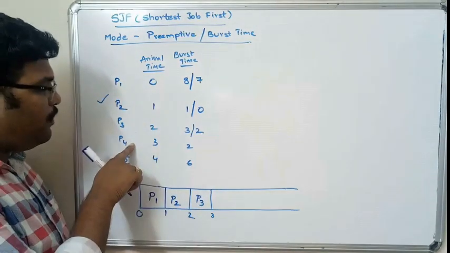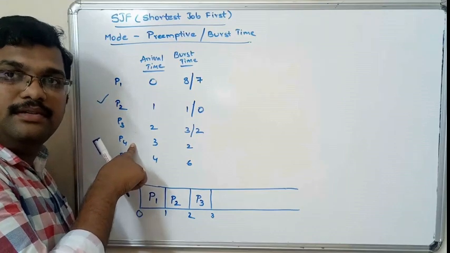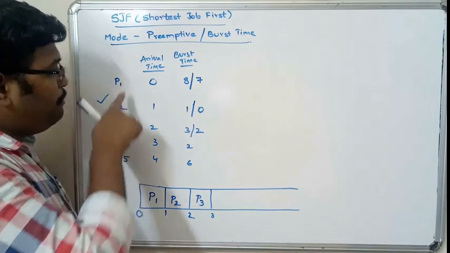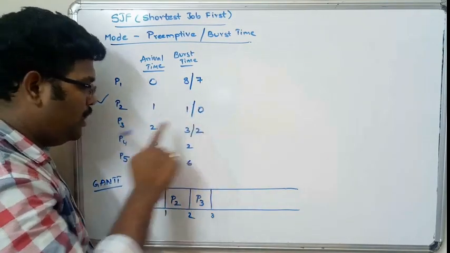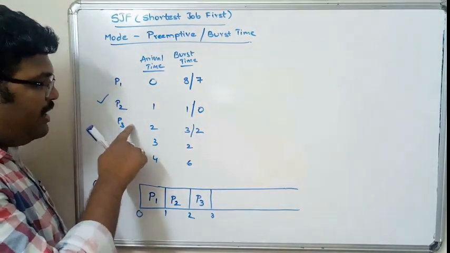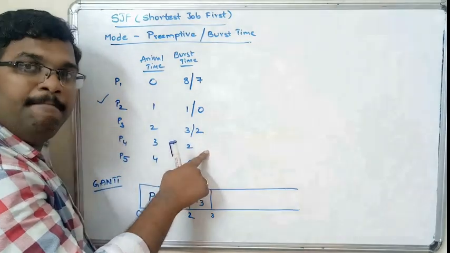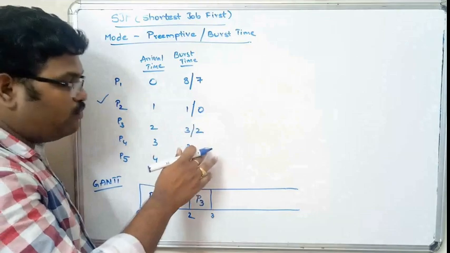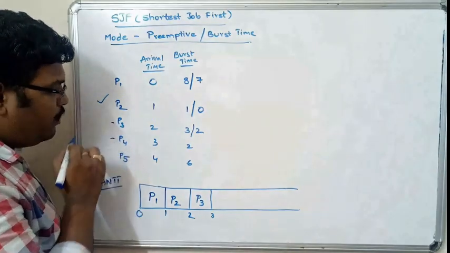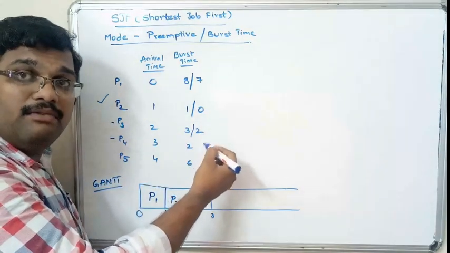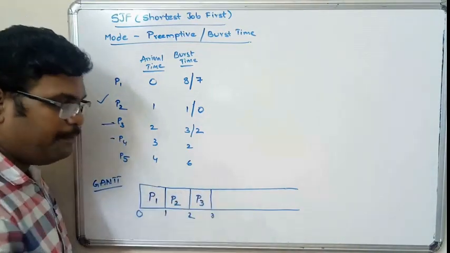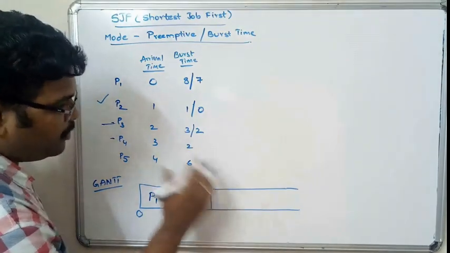So at the time 3, P4 arrived into the ready queue. So now P1 is available, P3 is available, and P4 is available. So P1 requires 7, P3 requires 2, P4 requires 2. Right? So here, if any two processes have the same burst time, then select the process which has the lowest ID. So here P3 and P4 have the lowest burst time, equal burst time, 2 and 2. So P3, which has the lowest ID. So continue P3 till it executes the process.